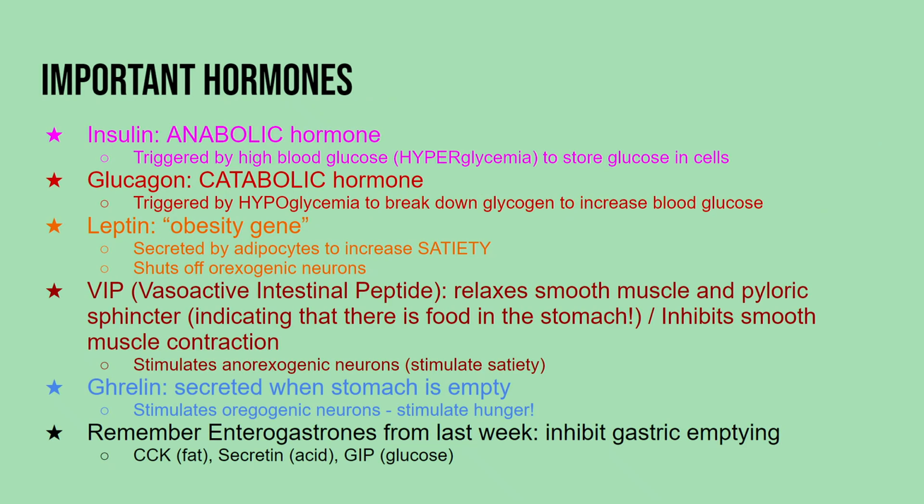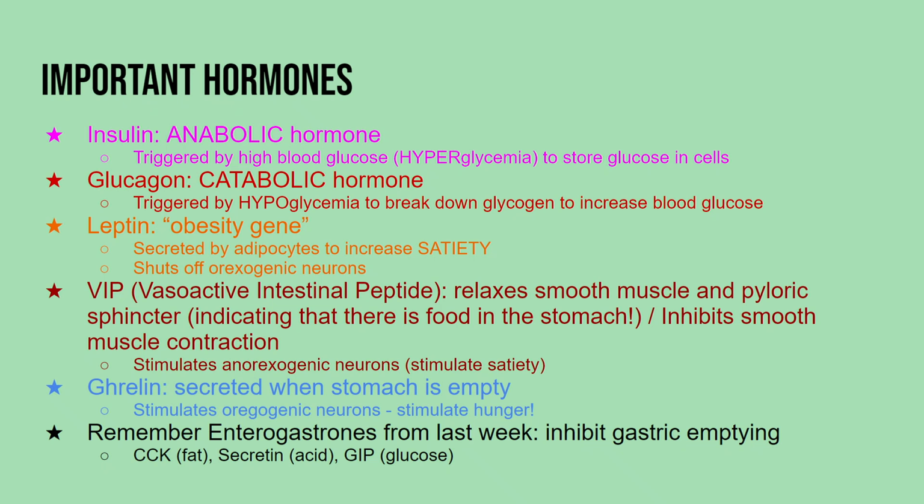This is kind of an exhaustive list. Actually, I don't know if I'd call it exhaustive, but this is a good list of hormones from this unit. So two SIs ago, I went over insulin regulation. Insulin is an anabolic hormone, so it's triggered by high blood glucose. And it promotes the formation of glycogen. So when you have high blood glucose, your body releases insulin to help you uptake that glucose into cells and form glycogen.